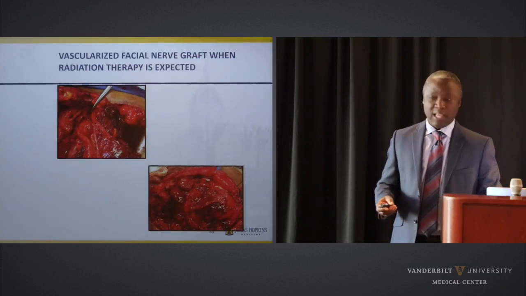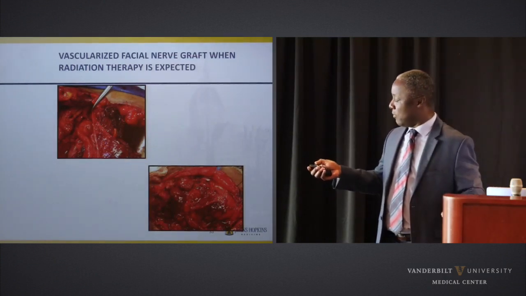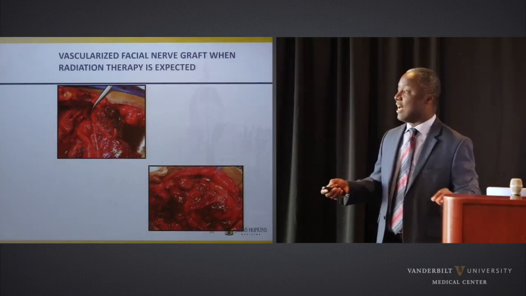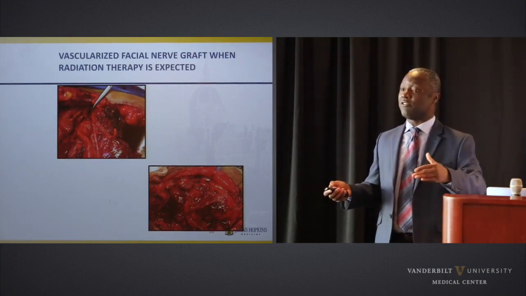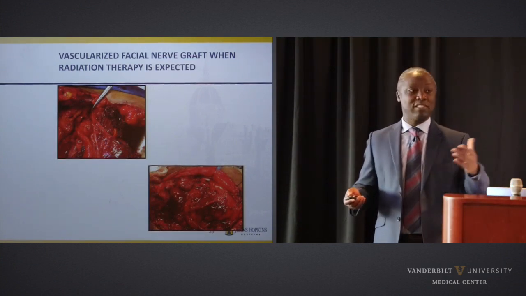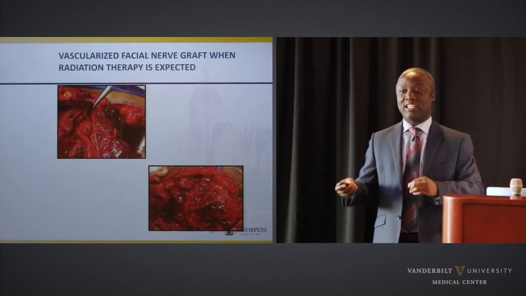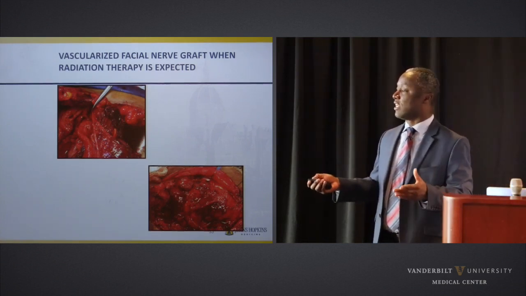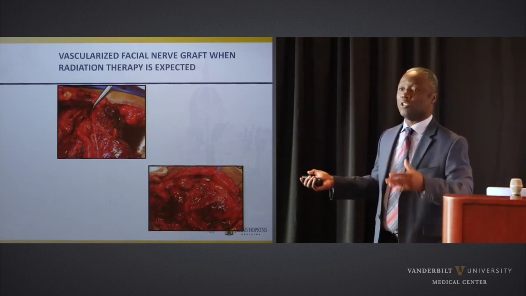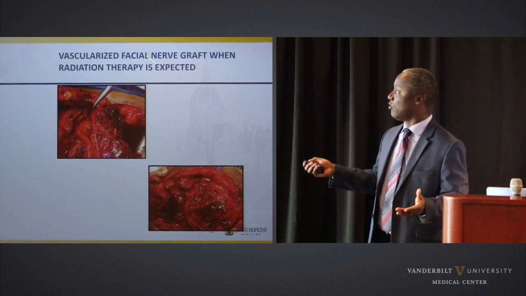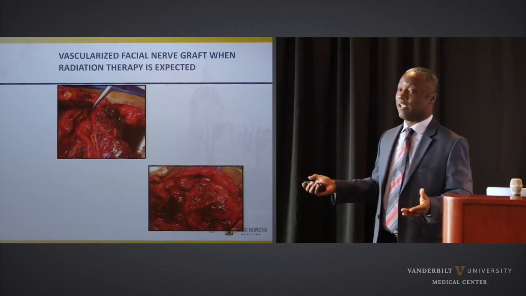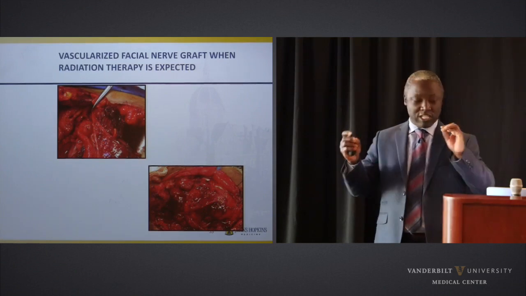Okay. The last thing I want to mention about nerve connections: sometimes we are going to give our patients radiation. Someone gets a parotidectomy, you're going to connect nerves. If I know a patient is going to get radiation, the nerve connections that I do, I want to protect them, and I would use a vascularized nerve graft. In my experience, they do much, much better. So those are just some principles.